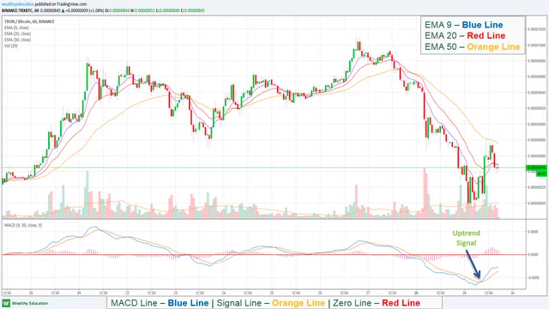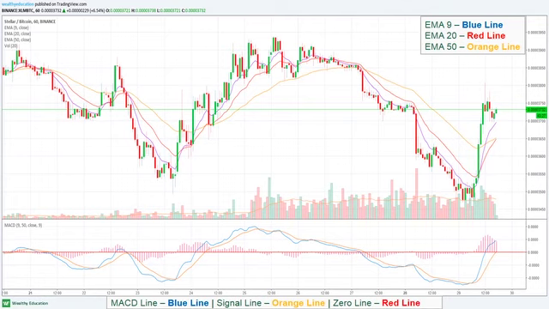Next, the MACD line crossed above the signal line here, so this might tell us that the trend would reverse soon. And what I would do now in this case is to wait until the EMA 9 crosses above the EMA 20, and the MACD line also crosses above the zero line. And when that happens, I'll get in the market again and buy back this coin at a lower price.